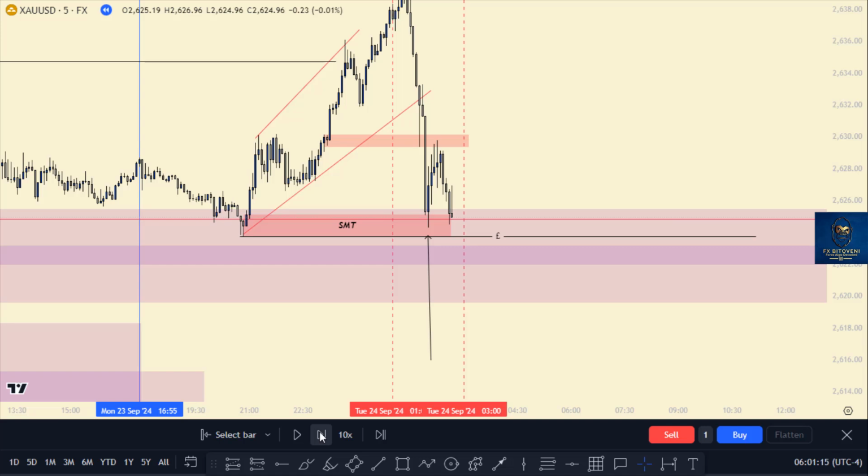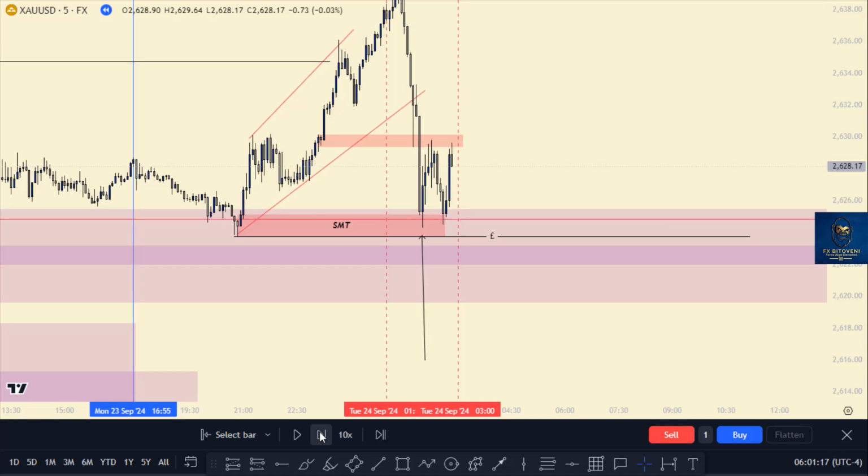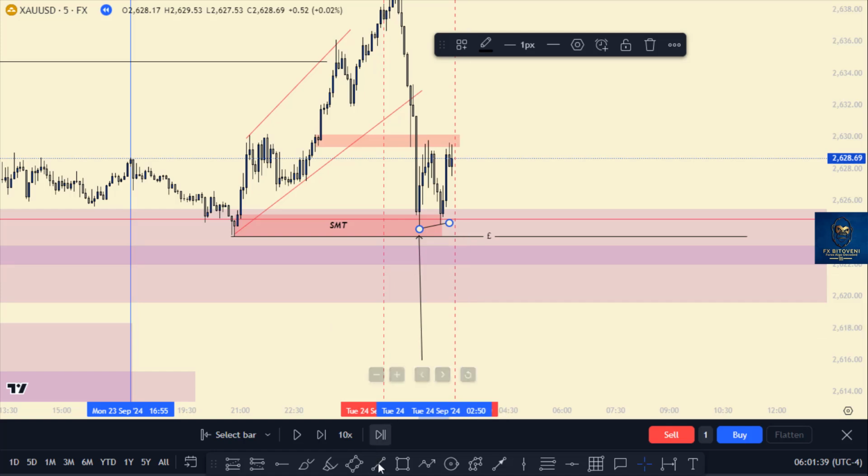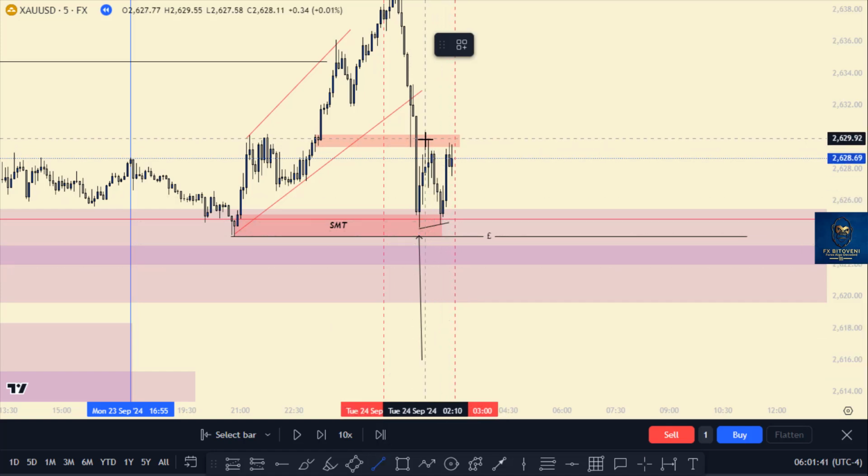Price dropping. Look, another confirmation for smart money concept traders, SMT. Then price doing what? It's showing that price is willing to go higher, but basically they are building more liquidity in this area. More liquidity on this area.